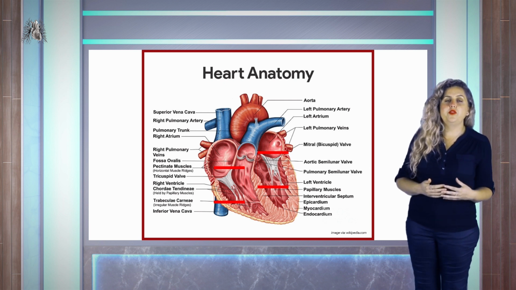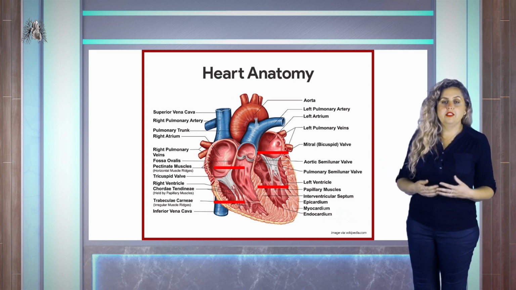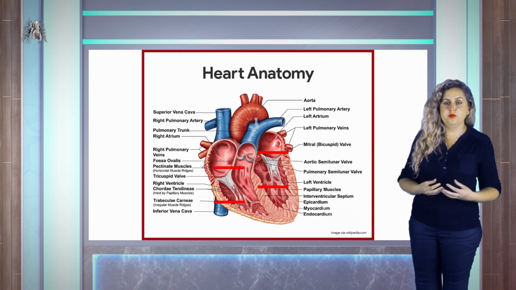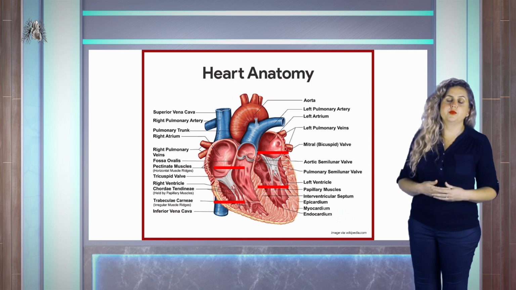This is how, if you have an MI, you can end up having a valve replacement as well. It's because these papillary muscles become dysfunctional from being necrotic from the MI and not getting enough perfusion, and that leaflet will go stagnant and the valve won't work anymore.